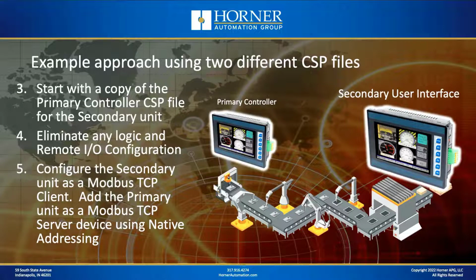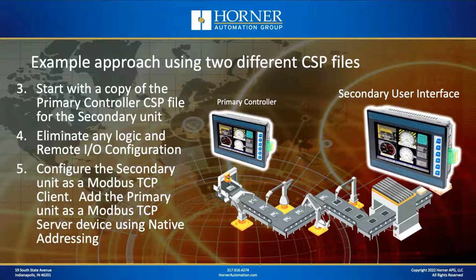Once we've done that, now we're ready to start working on the program that's running in the secondary OCS. We're going to start with that first program that we just finished. We're going to make a copy of it. We're going to give it a new name. So we're going to go in and we're going to wipe out any logic and any remote I/O configuration in that second program, because remember, that's all being handled by the first OCS.